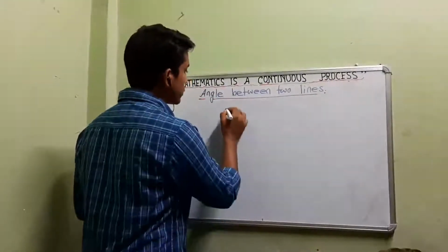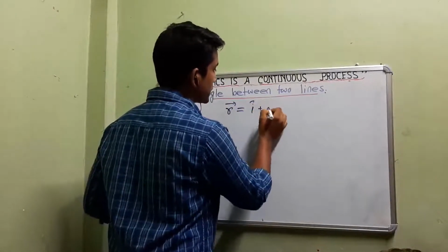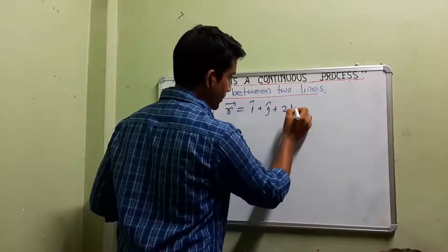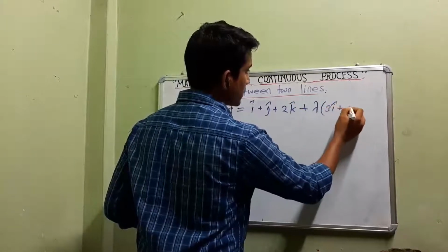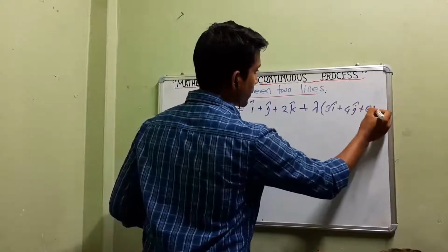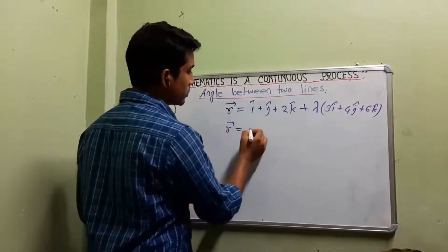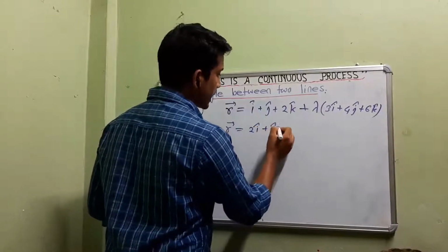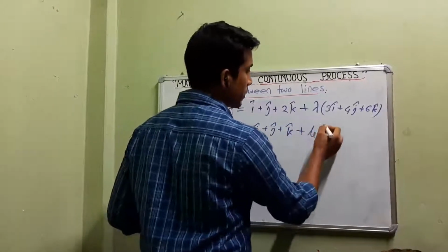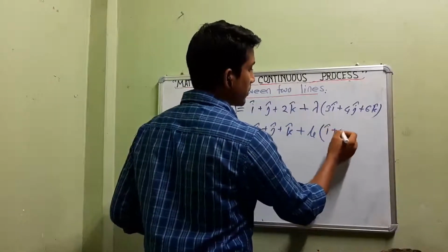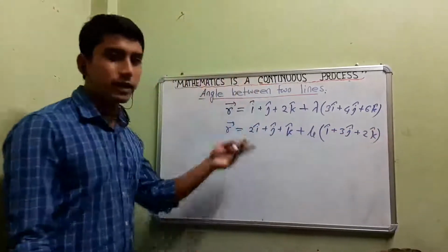Suppose you are given two lines. The first one is r vector equal to i cap plus j cap plus 2k cap, plus lambda into 3i cap plus 4j cap plus 6k cap. This is the first straight line. Another straight line is given: r vector equal to 2i cap plus j cap plus k cap, plus mu into i cap plus 3j cap plus 2k cap. Here lambda, here mu, I have taken as it is a separate line. These two straight lines are given in vector form.